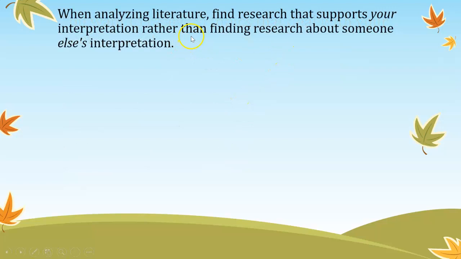When analyzing literature, find research that supports your interpretation rather than finding research about someone else's interpretation. To me, that's a higher level of thinking when you can come up with your own interpretation and then you find some research to support your interpretation. It's easy just to go and search up an analysis of someone else's poem, okay? But I don't want that.